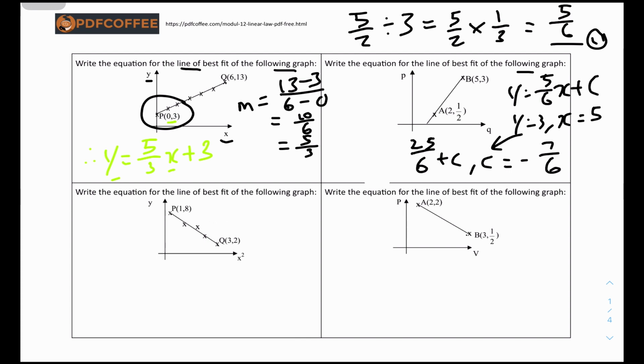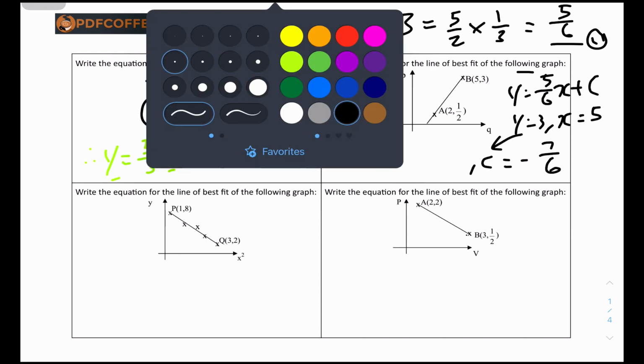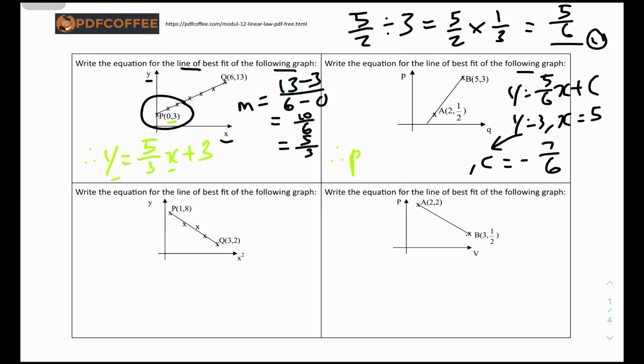And therefore the final answer for the equation is p equals 5 over 6 for the gradient, q minus 7 over 6. And just ignore all the y and x I wrote here, because it's meant to be p and q. So in this case, this is a y and this is x.